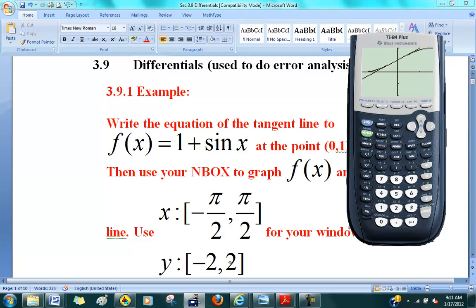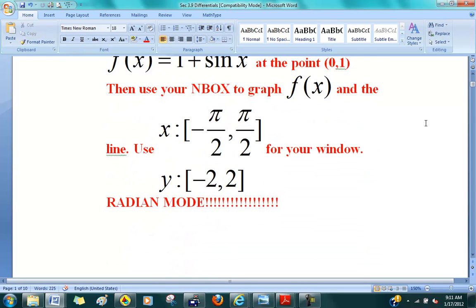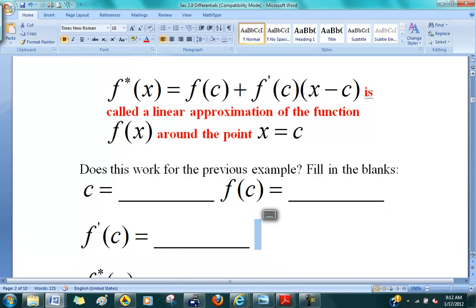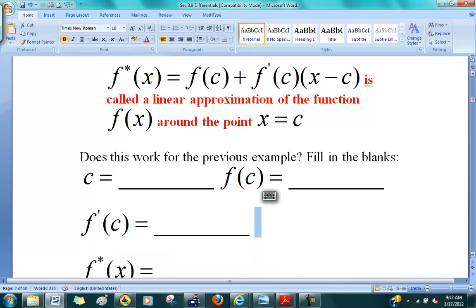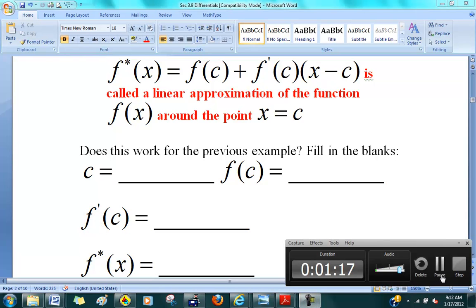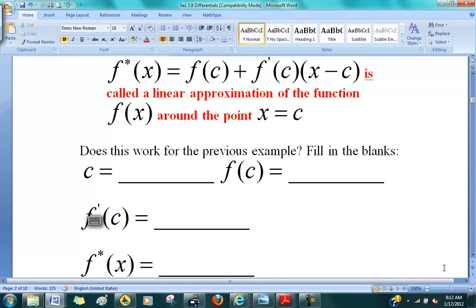Okay, so here is the actual mathematical way of writing that approximation. Get this down and then we'll talk a little bit more about it. I want you to fill in all these blanks here for the example that Stephanie just worked out.